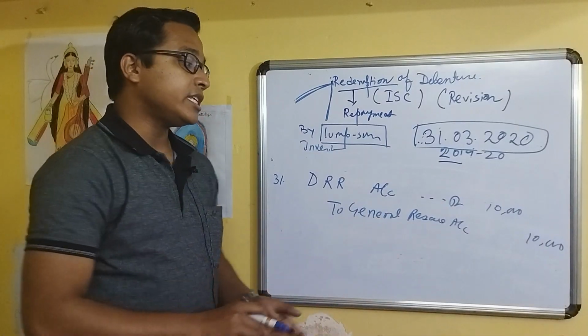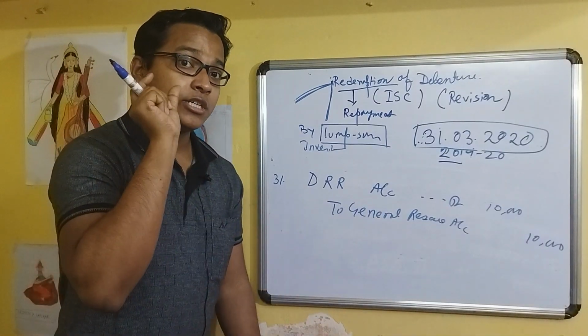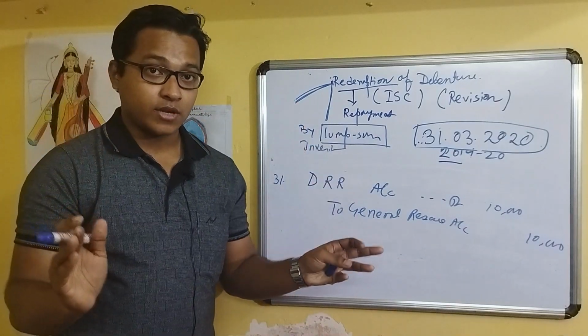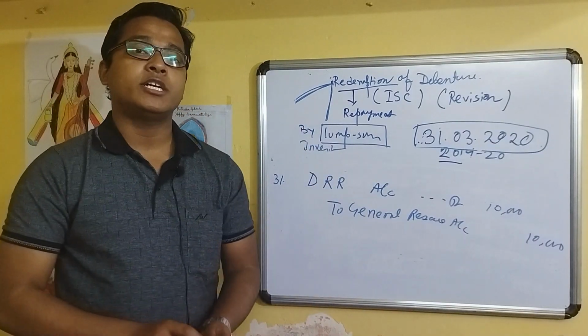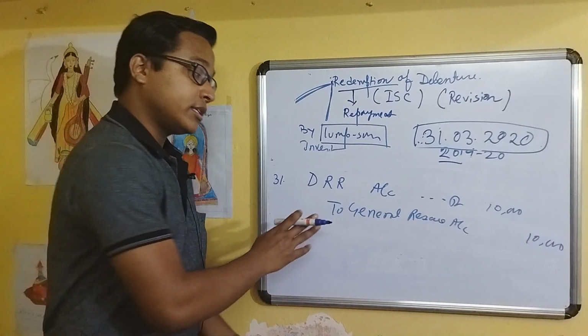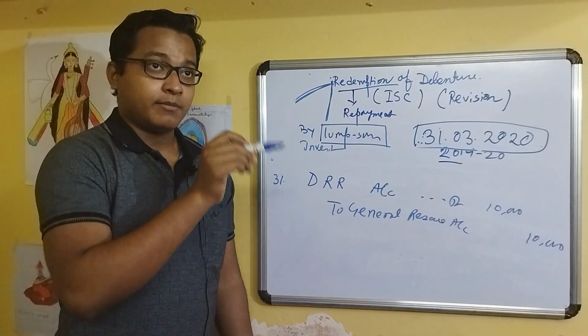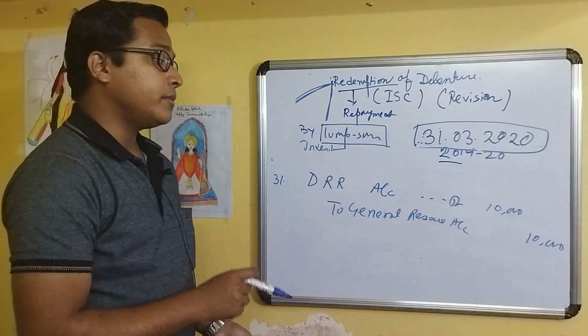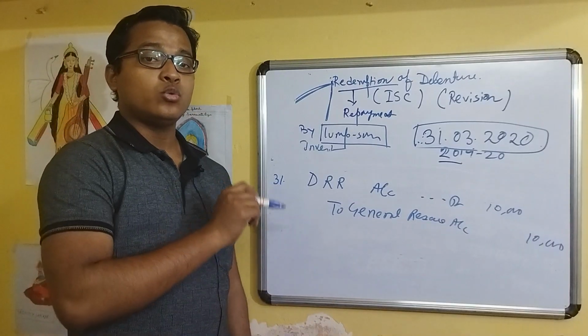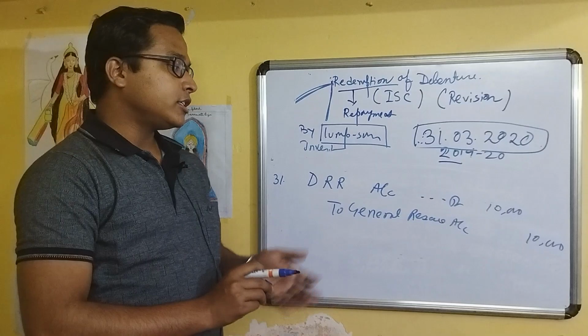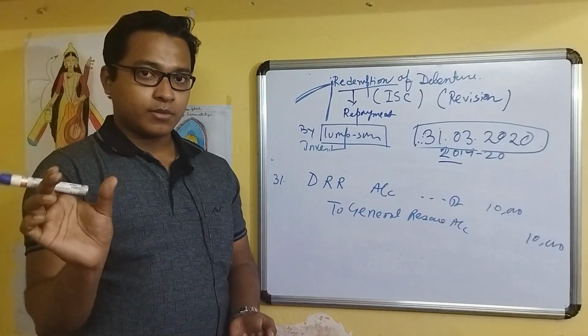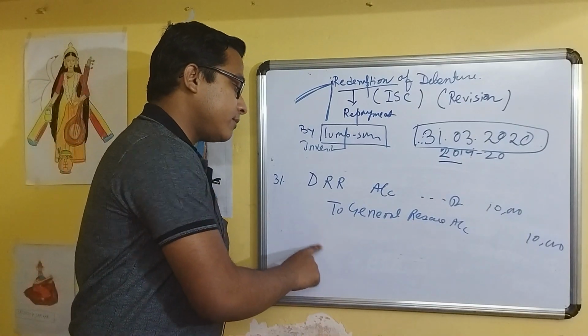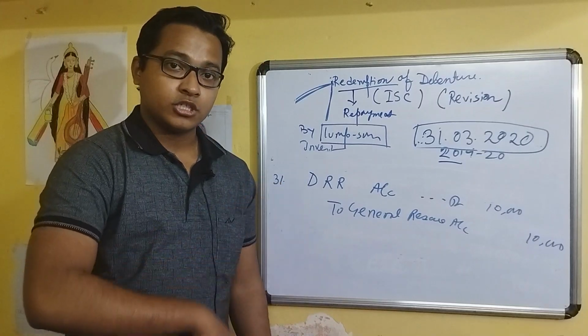The second journal is we have to transfer 10% of the debenture value to the debenture redemption reserve. This amount comes from the statement of P&L. So the journal will be statement of P&L account debit to DRR. The third journal is for the redemption part, that is 8% debenture to the debenture holder.